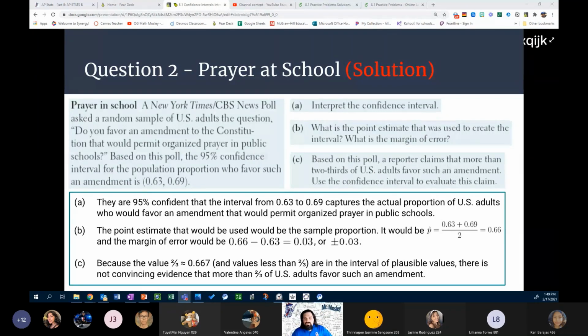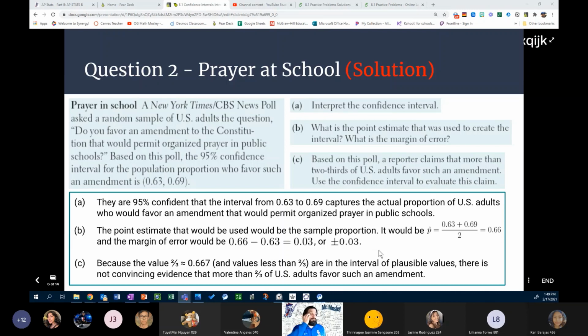So p hat is found by basically finding the midpoint between the 2 endpoints, or the average of the 2 sides. 0.63 plus 0.69 divided by 2, we get 0.66. So that would be the sample proportion. The margin of error, we can find that by subtracting the lower bound from the midpoint, or the p hat, we get 0.03. So the margin of error is plus or minus 0.03.